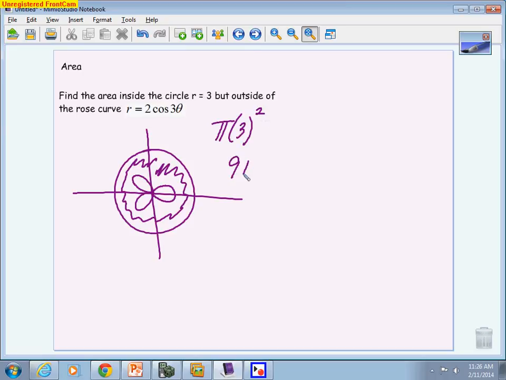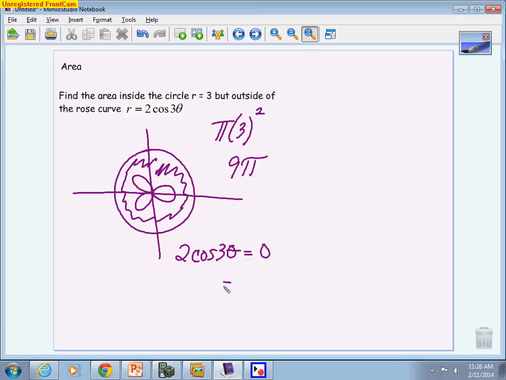So I know my circle has an area of 9 pi. I want to subtract the area that is contained in all 3 petals. So the first thing I want to do is figure out some boundaries here. So I'm going to look at when 2 cosine 3 theta equals 0. That gives me what was called the tangent to the pole and gives me some good starting points for my boundaries. So I really want to know, when does cosine equal 0?